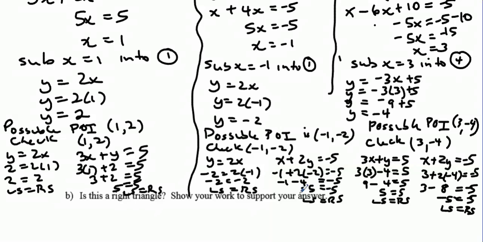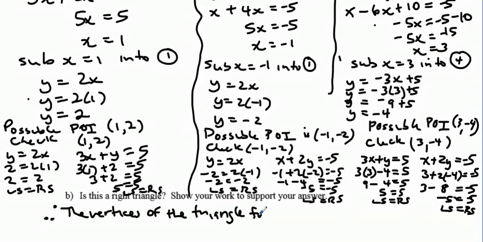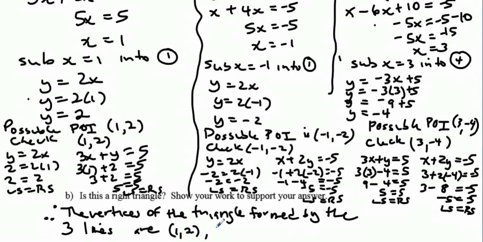So I need to find room to do a conclusion somewhere. So I'm just going to do it down here. Therefore, the vertices of the triangle formed by the three lines are, and then just list them. So this one was (1, 2), (-1, -2), and (3, -4).